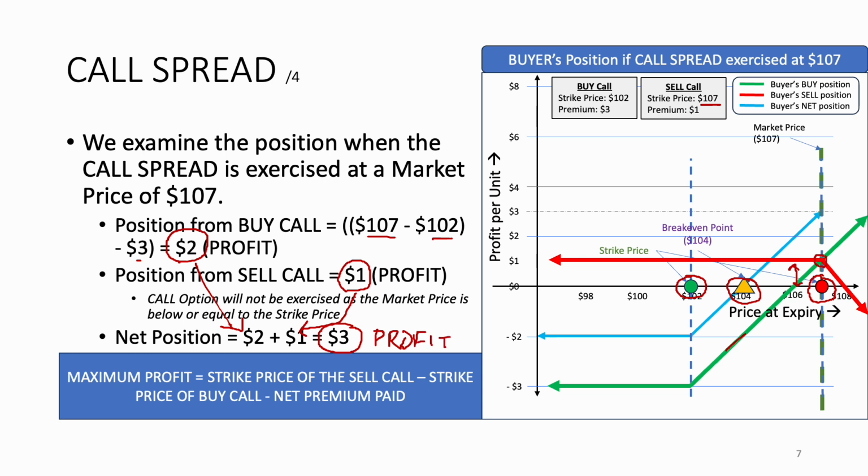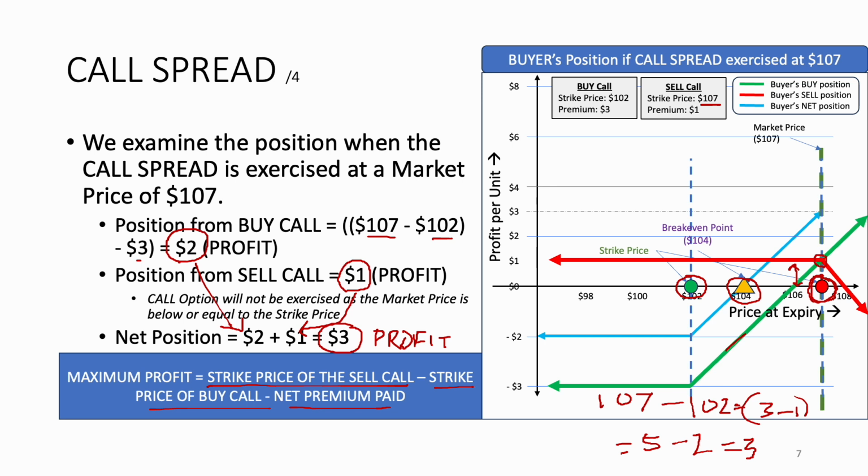We will see that this is the maximum profit the investor can make from this call spread. So we just note that the formula for the maximum profit is the strike price of the sell call minus the strike price of the buy call minus the net premium paid. So this is the strike price of the sell call, that is $107, minus the strike price of the buy call, that is $102, minus the net premium. The net premium paid was $3 minus $1. So this is $5 minus $2, which is equal to $3. So this is the maximum profit which can be made in a call spread in our example. We will see whether this is holding true or not.